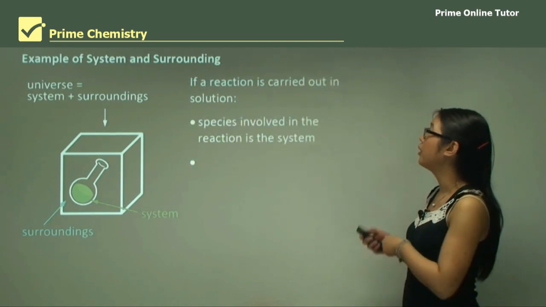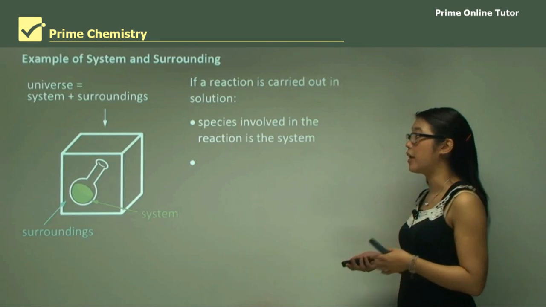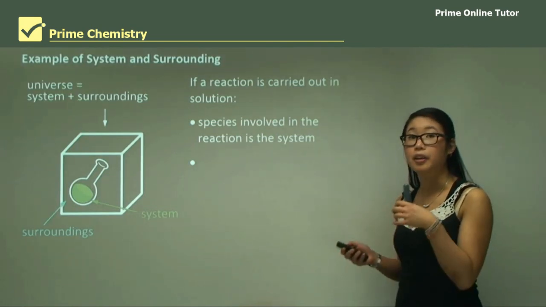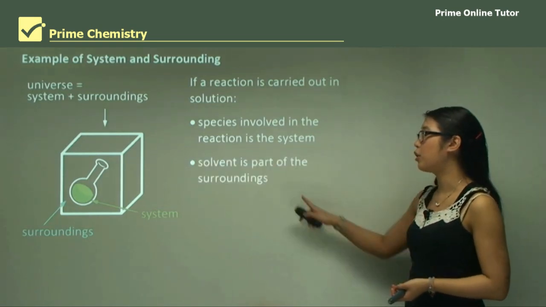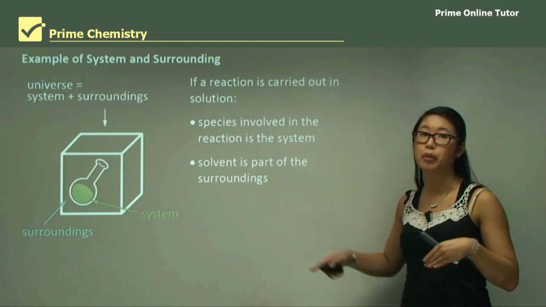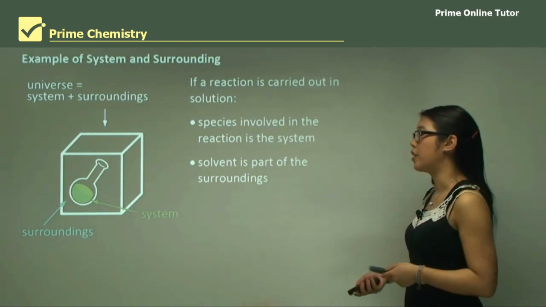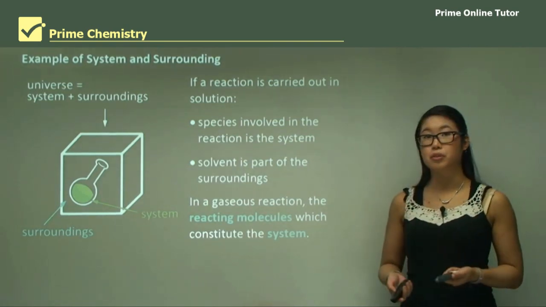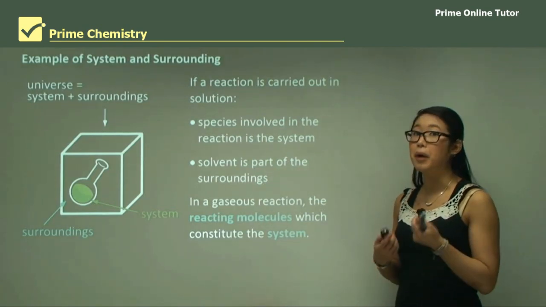If a reaction is carried out in solution, then the species involved in the reaction is in the system. So all the molecules and ions that are involved in the chemical reaction are in the system. But the solvent is part of the surroundings. So all the water molecules that are not partaking in the reaction are considered the surroundings. In a gaseous reaction, the reacting molecules are the system, and all the surrounding gases that are not part of it are part of the surroundings.